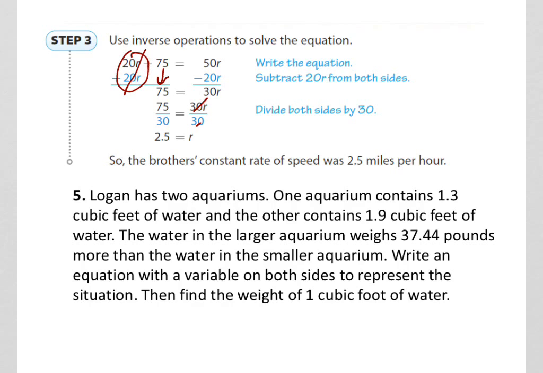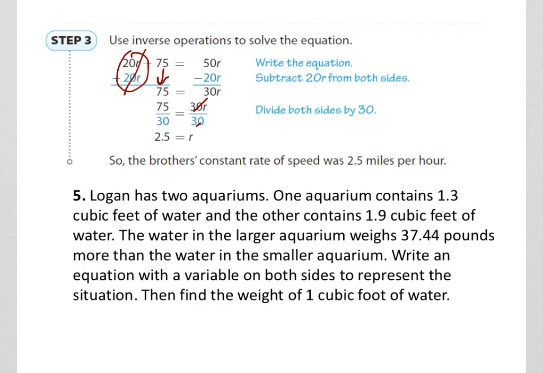Now, what I want you to do is take a look at this problem. Logan has two aquariums. One aquarium contains 1.3 cubic feet of water. The other contains 1.9 cubic feet of water. The water in the larger aquarium, you've got to determine which one of the two is the larger, weighs 37.44 pounds more than the water in the smaller aquarium. So it's not saying that's what it weighs. It says it weighs that amount more than the smaller amount.